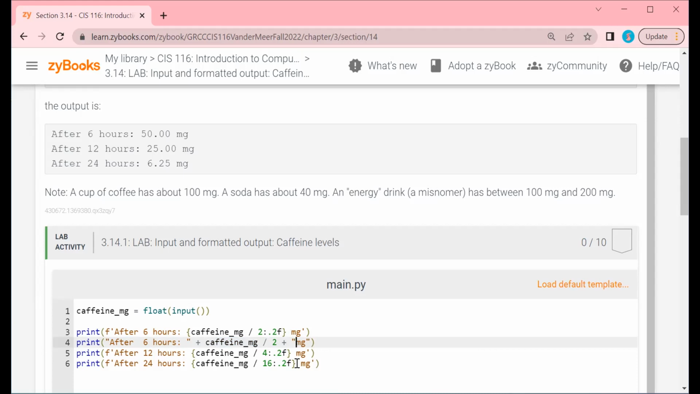I see. I gotcha. So those curly brackets in lines 3, 5, and 6, those are, in our case anyway, for this problem, for float. Yes. Yep. For two to the right of the decimal.